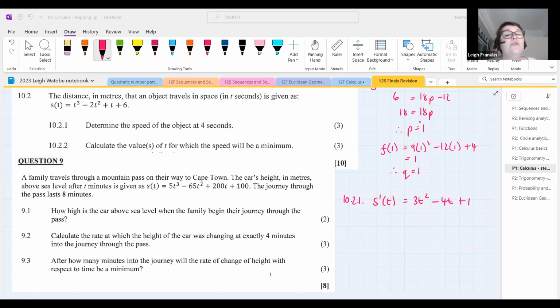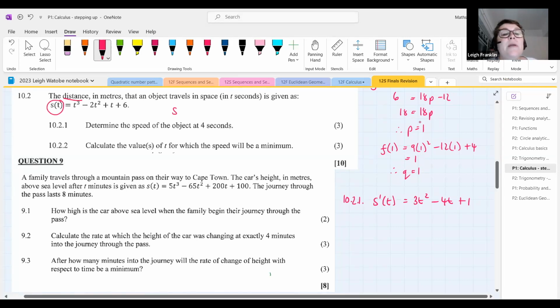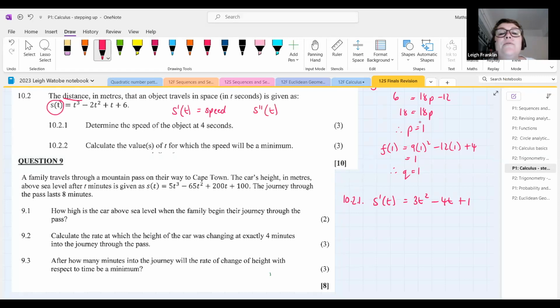Okay, so velocity, this is distance. So S of t is distance. So that means S prime t is speed, the first derivative. And the second derivative is going to be acceleration.